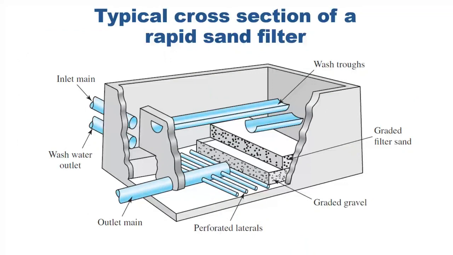It has an inlet main, a wash water outlet, and the water troughs. In some industries, it is called the underdrain. Then we have the graded filter sand, the graded gravel, and the perforated laterals. In the future, when you work at water treatment plants, the standard for designing this equipment is in accordance with AWWA, or the American Water Works Association.